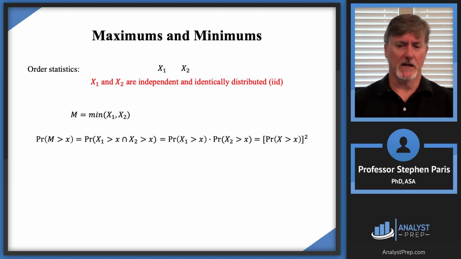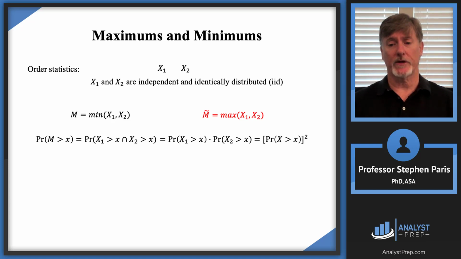Okay, so finally, let's look at what happens if instead of the minimum, the random variable representing the minimum, we look at the random variable representing the maximum. So that's the capital M tilde that I was talking about. And again, earlier in the video, I said if you're looking at the maximum random variable, then you want to start with the CDF, the cumulative distribution function.